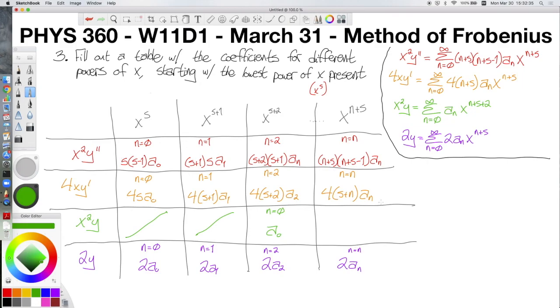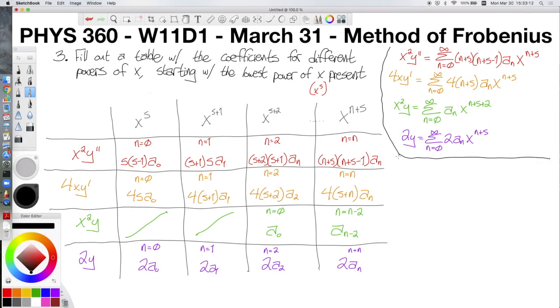Now, to get the x to the n plus s term, we look up here at our series for this term and say, well, if I replaced all of my n's with n minus 2's, then I would get what I want. I would get the power of x to the n plus s. So to find my coefficient, I do that. I replace all of my n's with n minus 2's. So a sub n becomes a sub n minus 2. And we now have everything we need in our table. And we are now ready to find the next step.